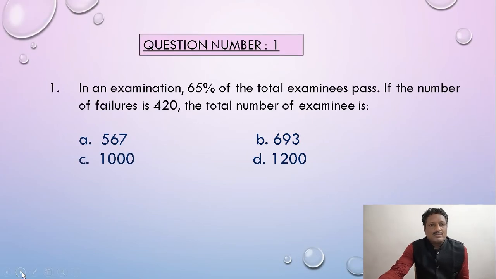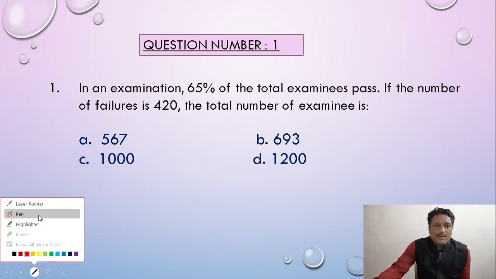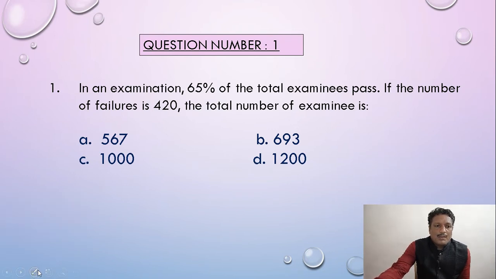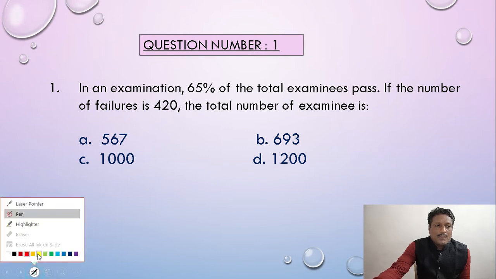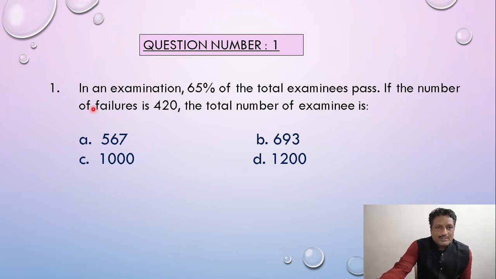See the question number, the first one. In an examination, 65% of the total examinees pass. If the number of failures is 420, find the total number of examinees. So, maximum is 100%, minimum is here.